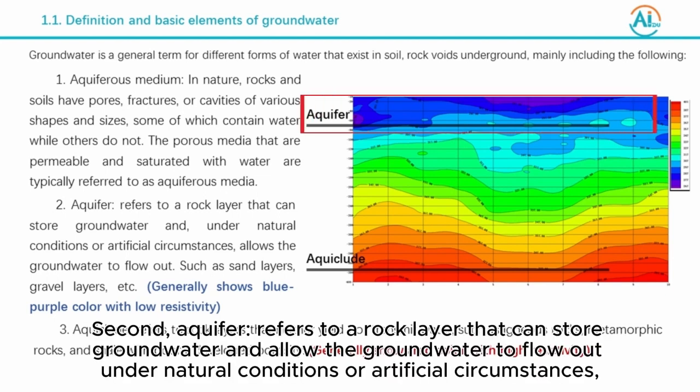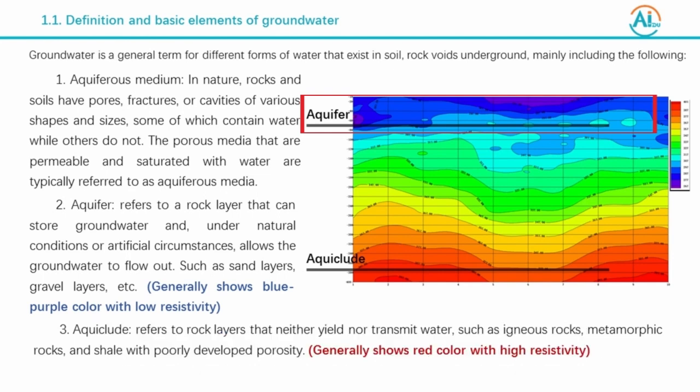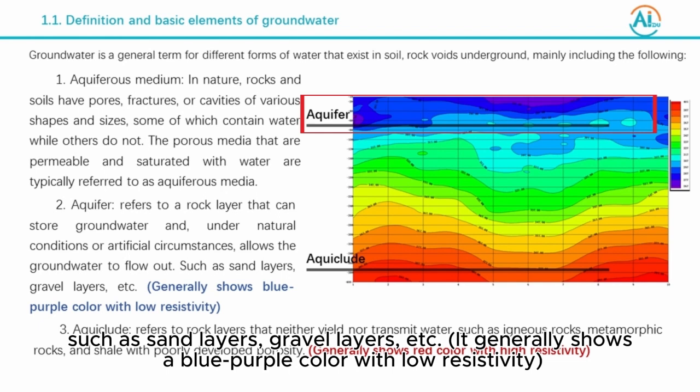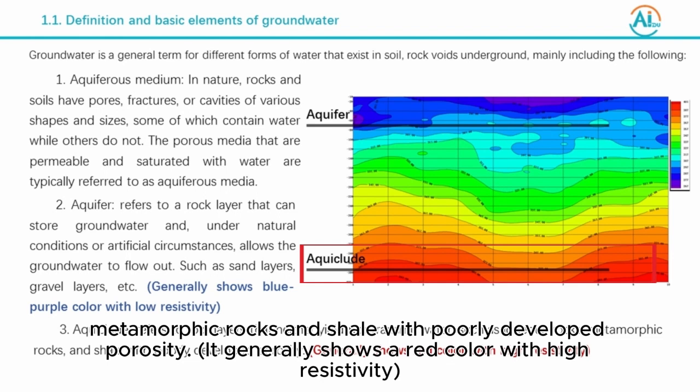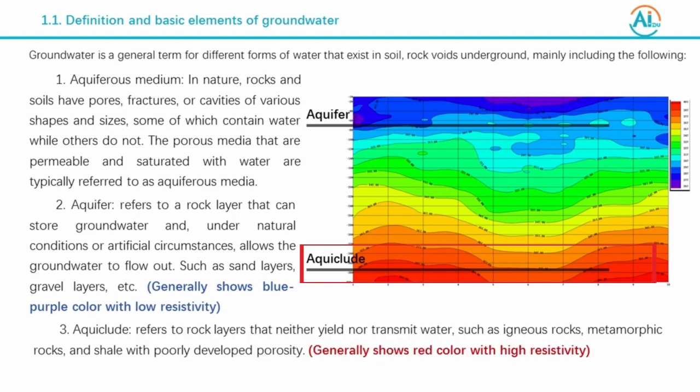media. Second, aquifer refers to a rock layer that can store groundwater and allow the groundwater to flow out under natural conditions or artificial circumstances, such as sand layers, gravel layers, etc. It generally shows a blue-purple color with low resistivity. Third, aquiclude refers to rock layers that neither yield nor transmit water, such as igneous rocks, metamorphic rocks, and shale with poorly developed porosity. It generally shows a red color with high resistivity.